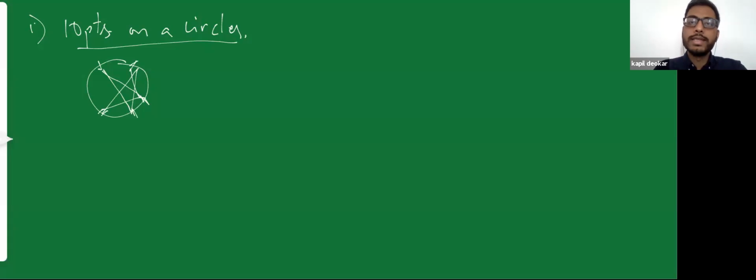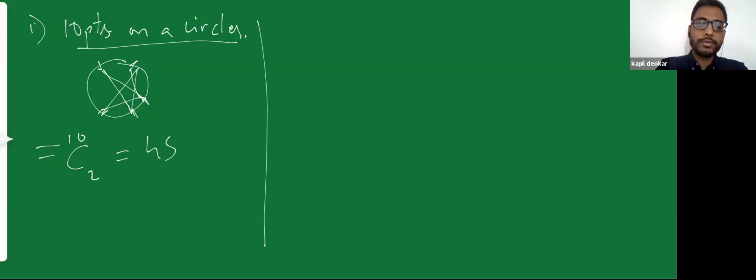So how many points do we need to draw a chord? We need 2 points. And how many points do I have? There are 10 points on the circle. So the answer is equal to 10C2. And 10C2 is equal to how much? 45. How is it 45? It is n factorial upon r factorial into n minus r factorial. So 10 into 9 into 8, the 8s cancel. 2 ones are 2, 5 nines are 45.